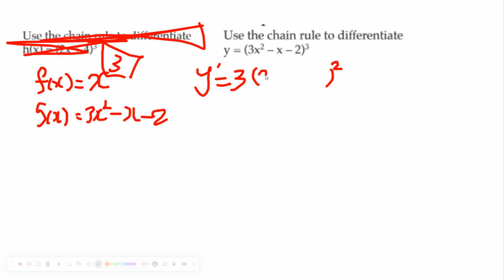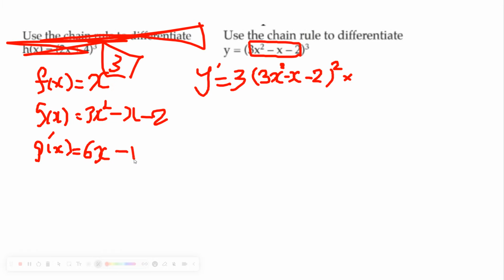So that is the derivative of the outside function, and then we copy the inside function inside. Then times by what? The derivative of the inside function, which is 3x squared minus x minus 2. If you differentiate g, what's going to happen? 2 times 3 is 6x and minus 1, so 6x minus 1.